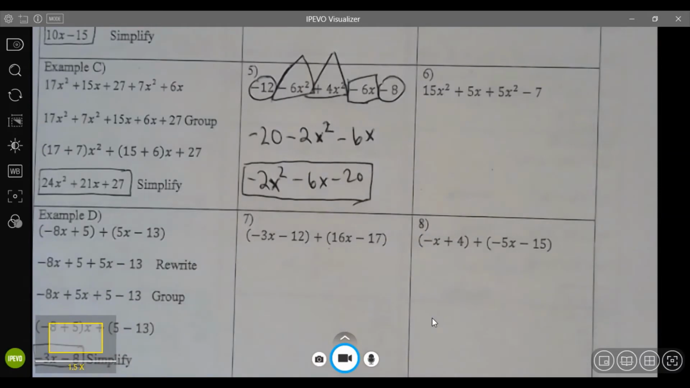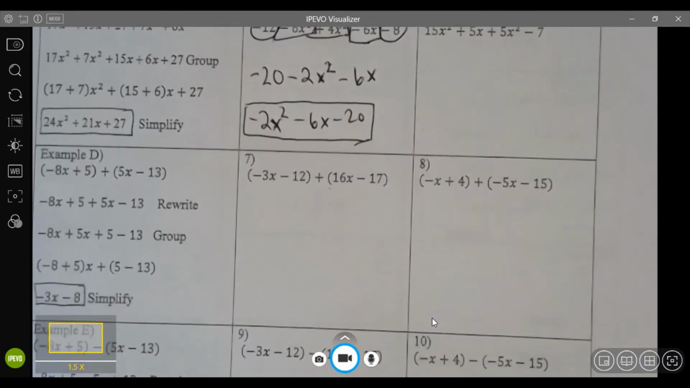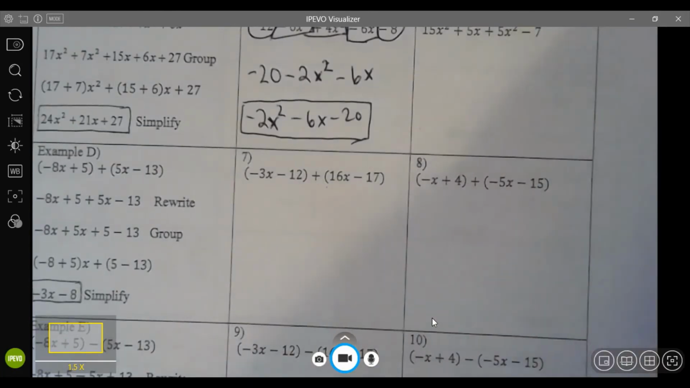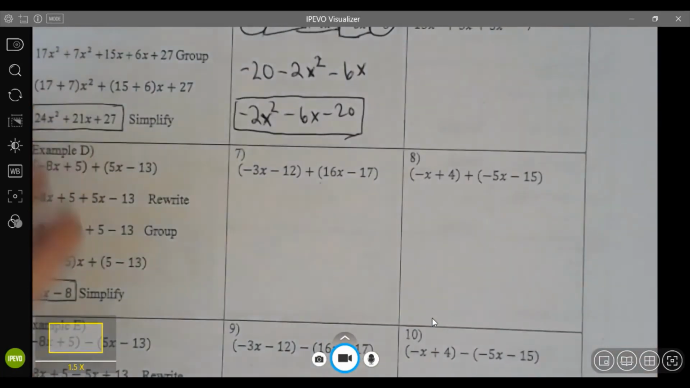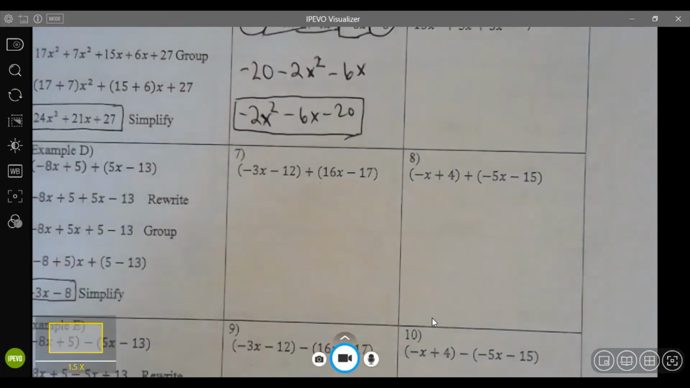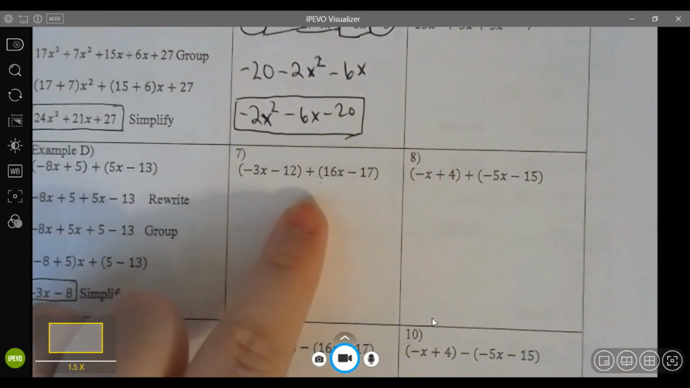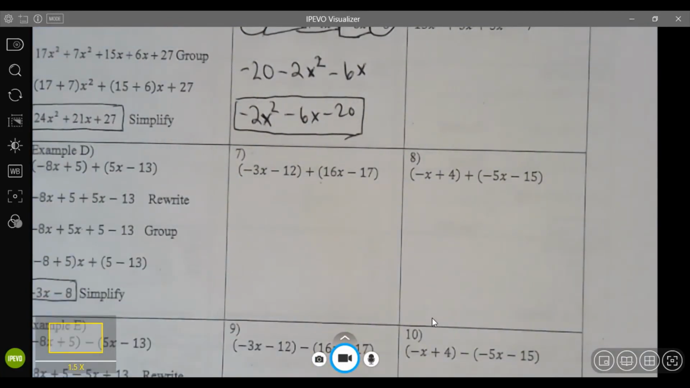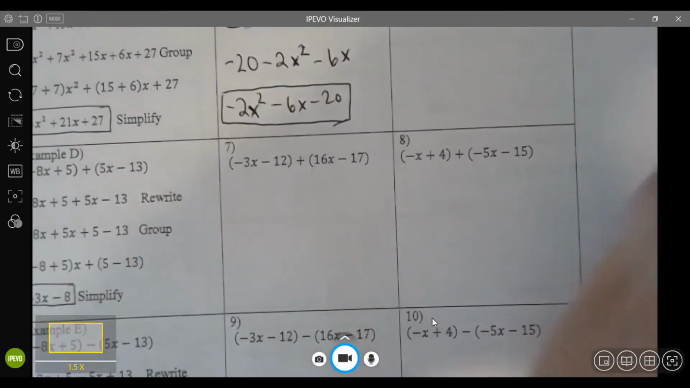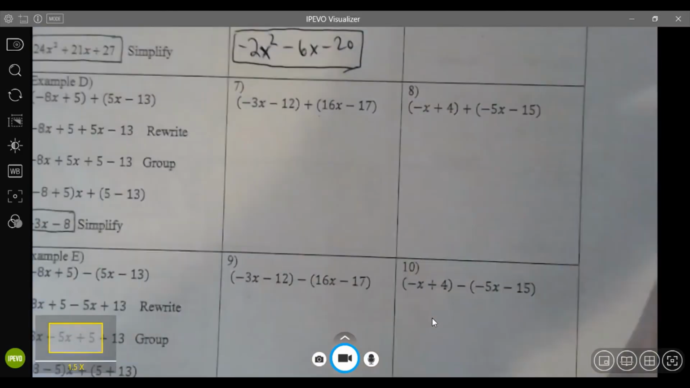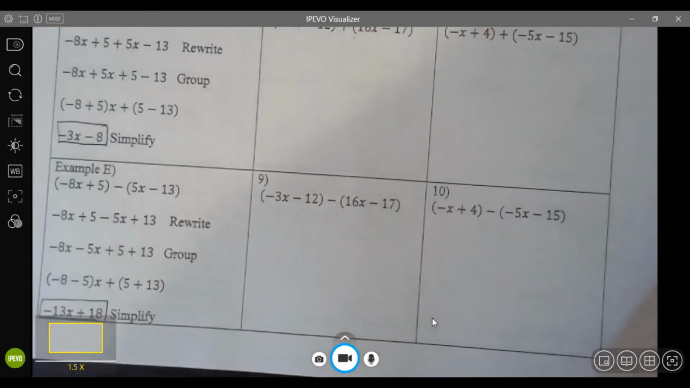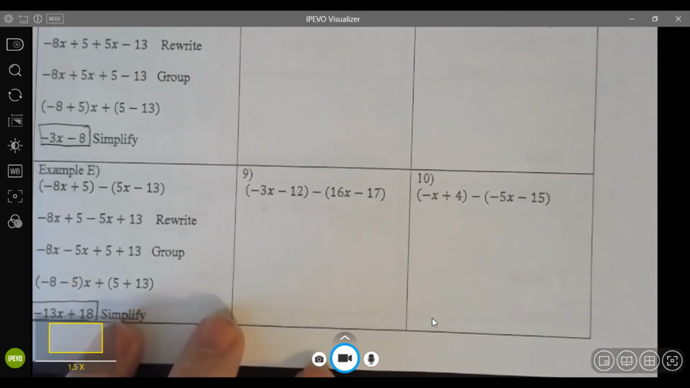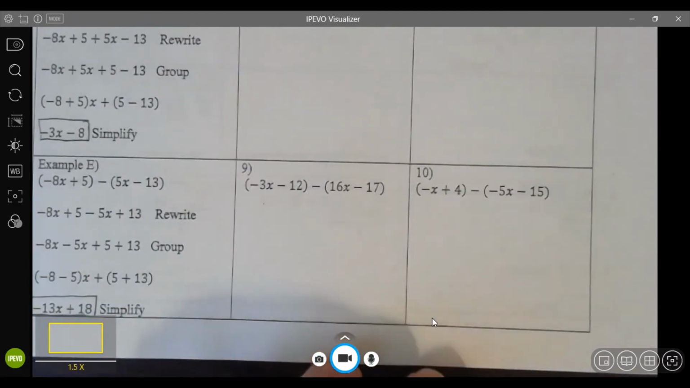And then I'll have some other resource videos. The rest of these are going to work pretty similar to how we just did the top few. Like 7 and 8, you're just adding, so you can just remove the parentheses and combine like terms. In 9 and 10, you will need to distribute the negative before you simplify. So let me give you an example there.